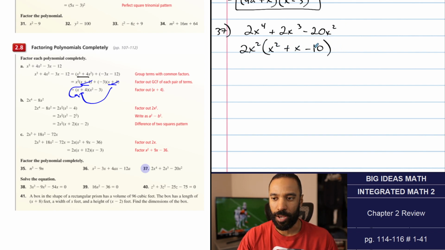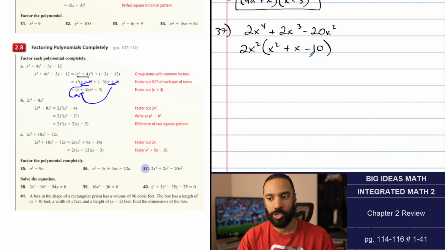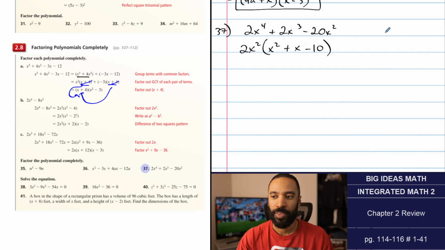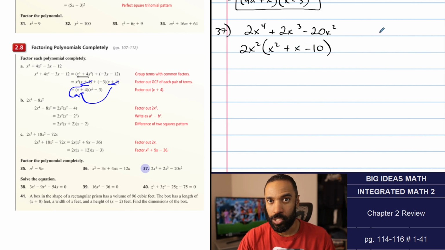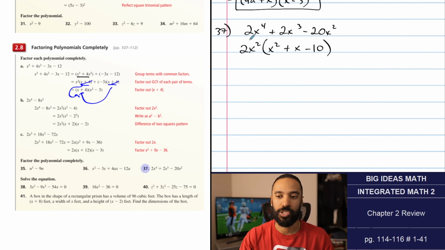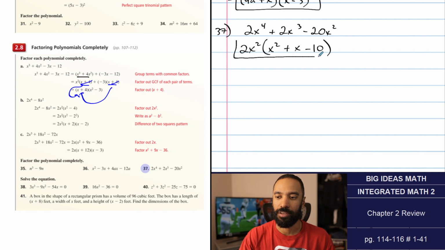And we are going to keep trying factoring here if we can. I don't believe we can. This is a 1x squared, so I got to find two numbers that multiply to negative 10 and add to positive 1. 10's factors are 10 and 1 and 5 and 2. 10 minus 1 is 9. 5 minus 2 is 3. You don't get 1 from that. So this is the complete factorization of this. We are done.